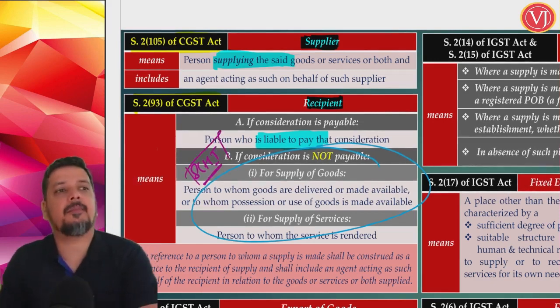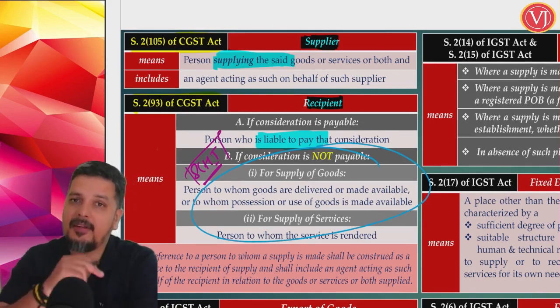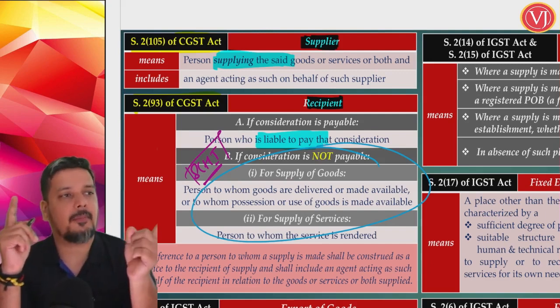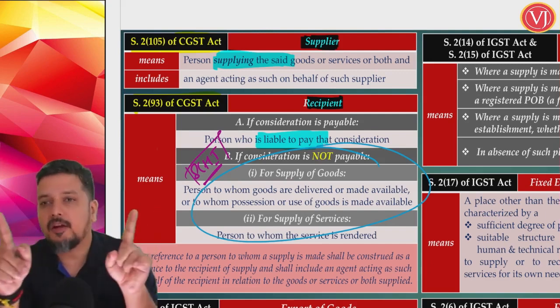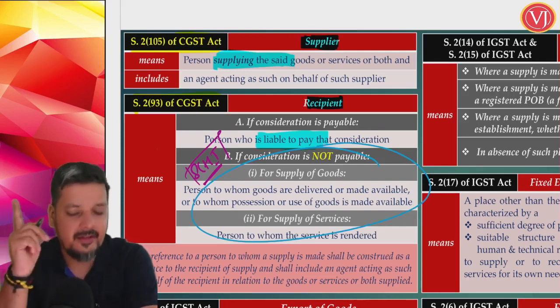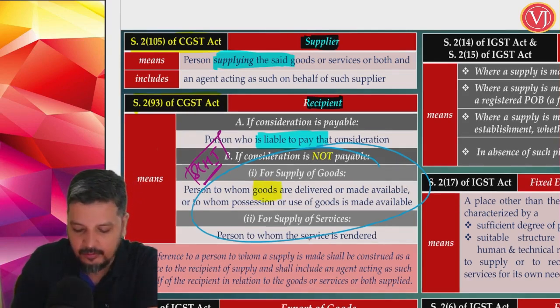Then recipient means the person who is receiving the goods, receiving the services. Supplier means person who is supplying the goods, services. Recipient does not simply mean receiving the goods, services. Recipient means the person who is liable to pay consideration if there is consideration. If there is no consideration, then recipient means the person who is receiving the goods or receiving the services.